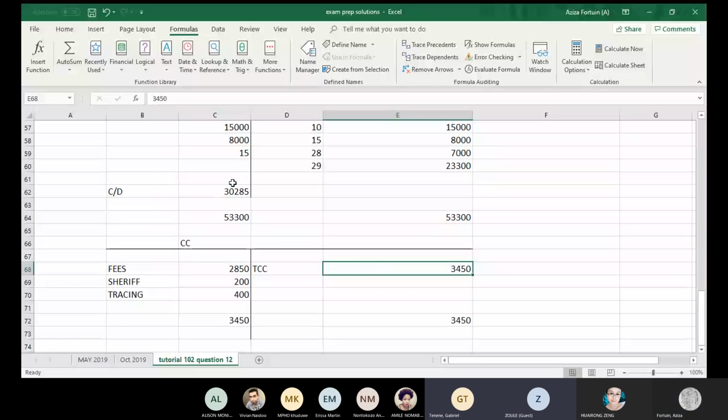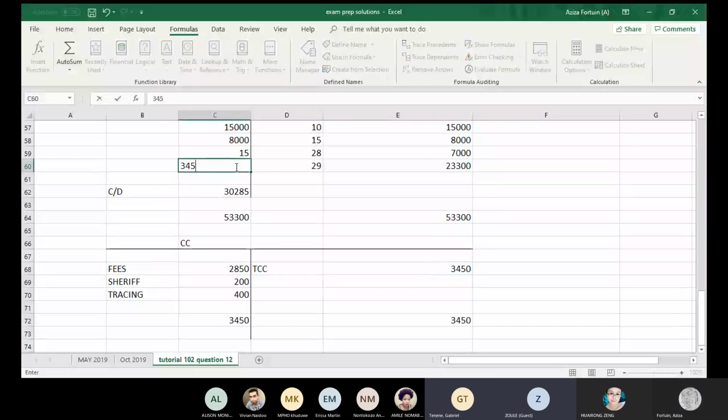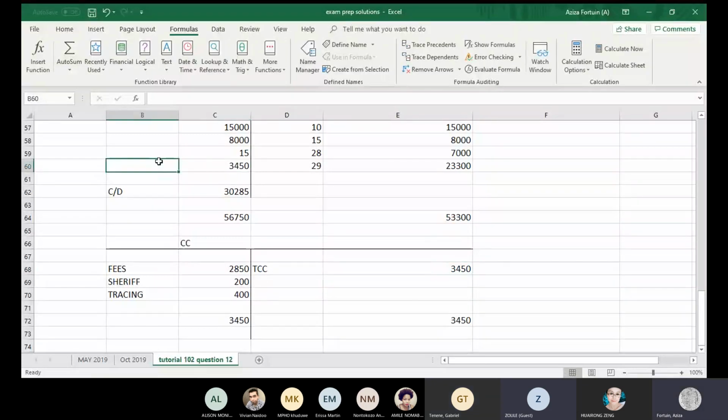Okay, Aziza, let's debit. Yes, my confusion is with regards to collection fees. I just got confused in how you arrived at the 2,500. I could see all the other figures, but the 2,500, that is within the 2,850, I just could not make it out.